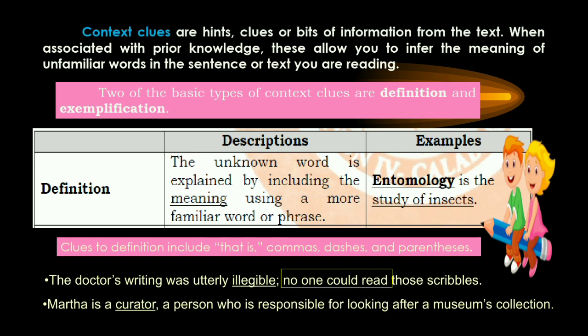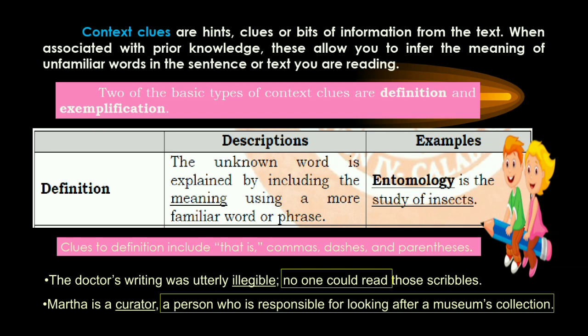Martha is a curator, a person who is responsible for looking after a museum's collection. So what does curator mean? Curator means a person who is responsible for looking after a museum's collection. So what is the clue in this sentence? We have the comma. Okay, the comma is used to indicate that the word curator means a person who is responsible for looking after a museum's collection.